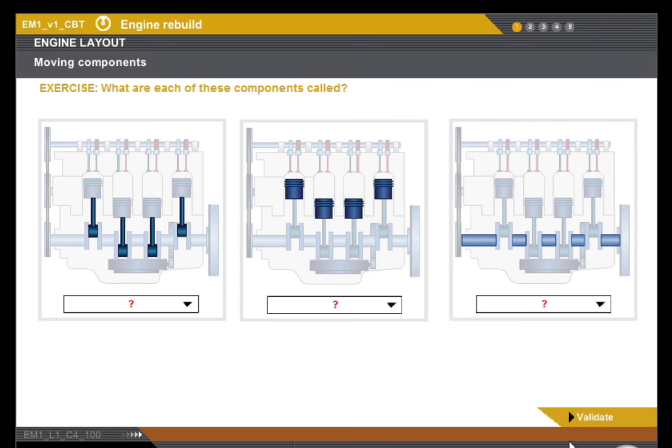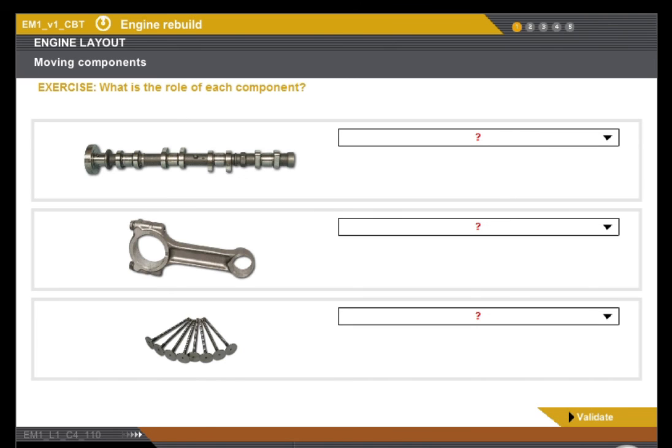Here are some exercises to do before we continue. What is the name of each of these components? What is the role of each component?